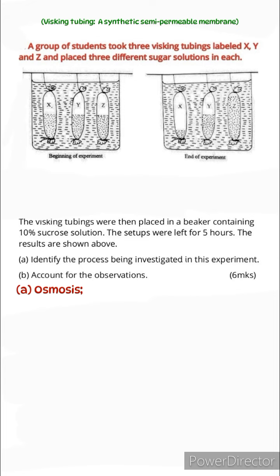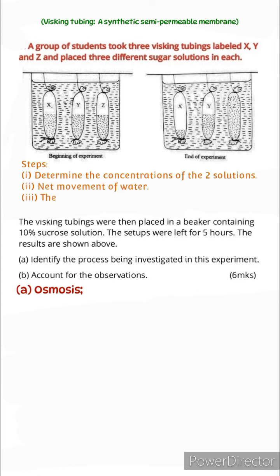Now, when discussing osmosis, I like to break it down into 3 main steps that students need to incorporate in their explanation. Part 1, determine the concentrations of the 2 solutions. That simply means determine which solution is hypertonic and which is hypotonic. Now, this step is very important because water molecules will always move from a region that is hypotonic to a region that is hypertonic. In case you find this a little bit confusing, please refer to my video where I discuss this in detail.